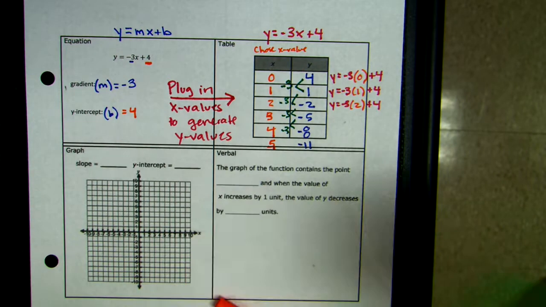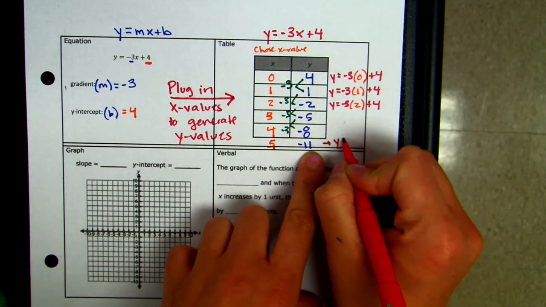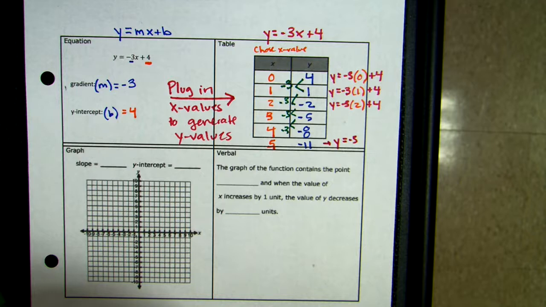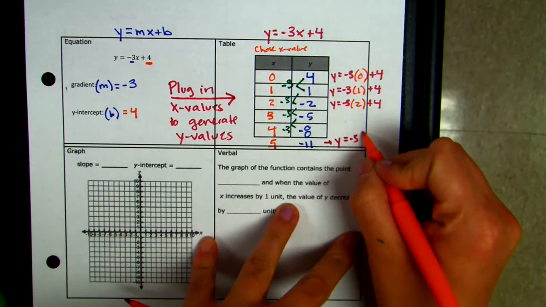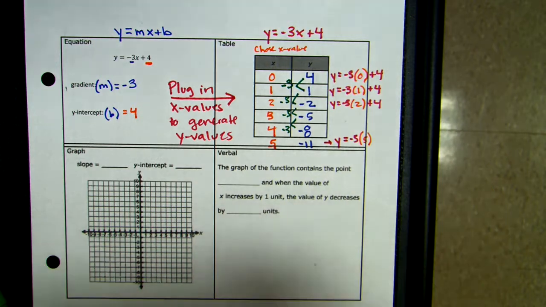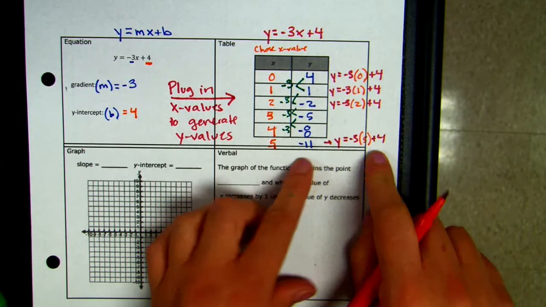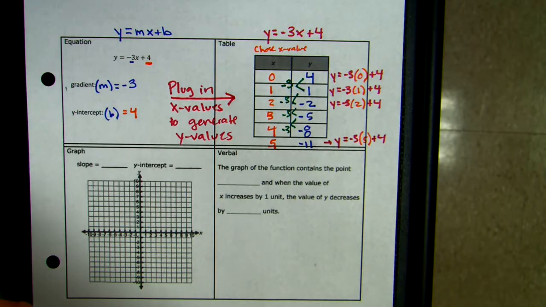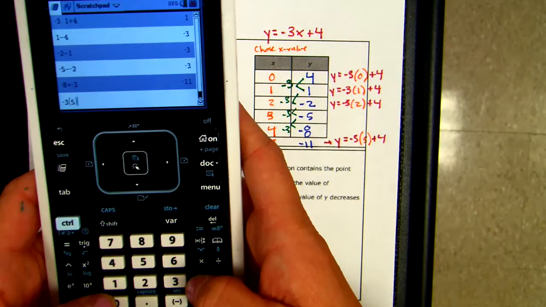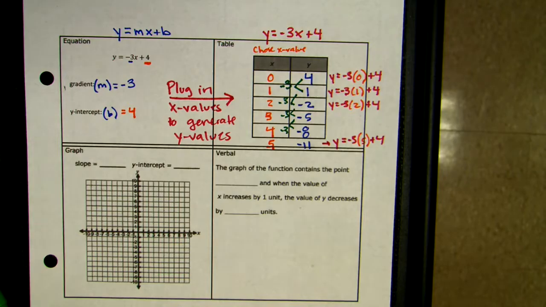Okay, -11, and then I would say, does that work when I plug it into my function? If I did y equals -3 times 5, because 5 is what I'm now plugging in for x, plus 4. If I plug that in my calculator, it should give me -11. So I do -3 parentheses 5 plus 4 gives me -11. So I've checked that this is correct.